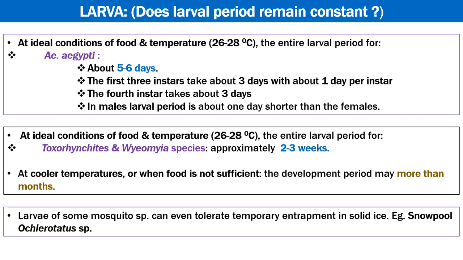The period is also environment dependent. With increase of temperature along with food availability, the period is shorter, and with decrease of temperature and food scarcity, the period is prolonged.